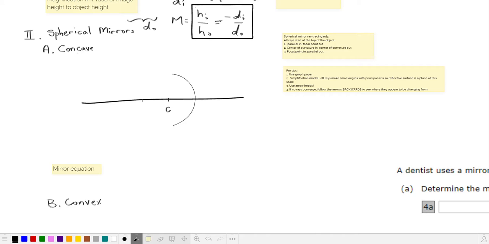Some people find it helpful to remember that a concave, as opposed to a convex mirror, has the word cave in it. So imagine that you're in a cave here, you're kind of enclosed. So this helps some people remember that concave means you're looking at this surface instead of the outside surface, which would be convex. Alright, so let's draw our image.